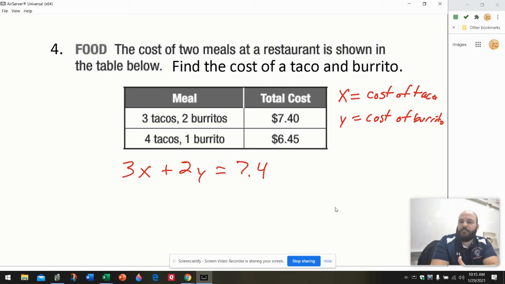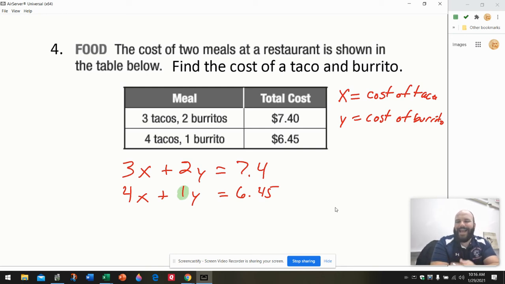The second equation is going to be set up the same way. It's going to be 4x plus 1y equals $6.45. Okay, so now if you can see our variables, this is a 3 and a 4, so they won't cancel. This is a 1 and a 2, they won't cancel. So we need to do something to one of the variables or both to get them to be the same. It would be very convenient if this number right here, instead of being a 1, was a 2.